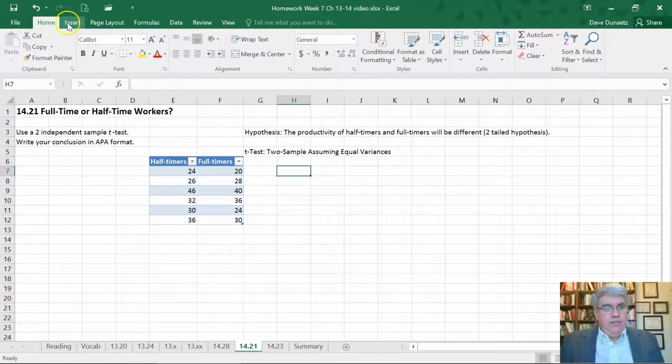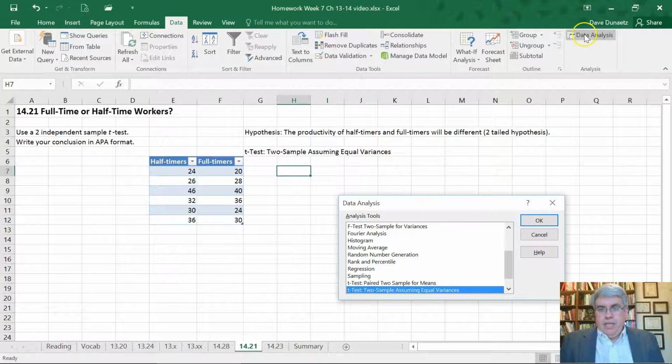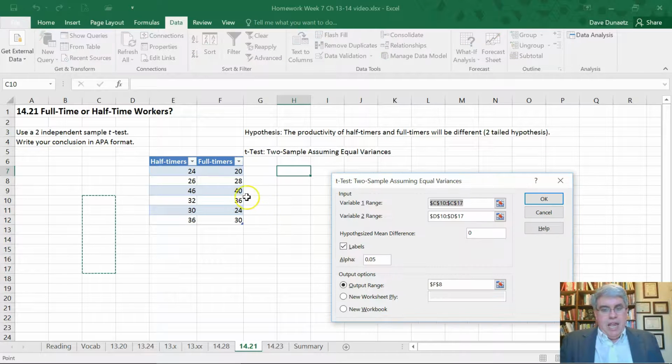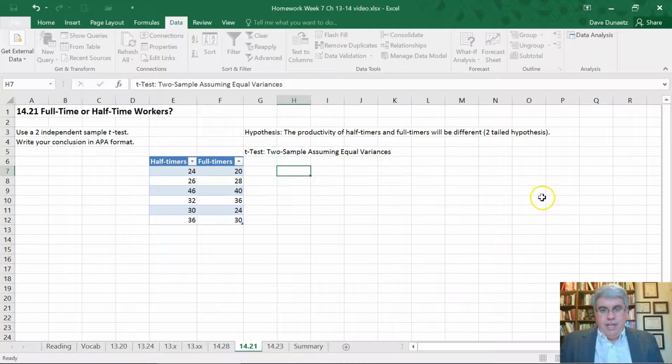So that's a type of test that we're going to use with data analysis. So let's go to data analysis. We're going to use a t-test, two sample, assuming equal variances. And our first variable is going to be the half-timers. The second variable, let's delete what was there, is going to be the full-timers. The hypothesized mean difference is 0. We've got labels for the output range. Let's put it here in H7, and we press OK.